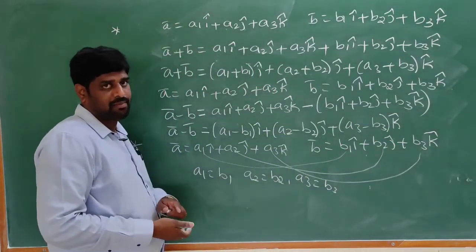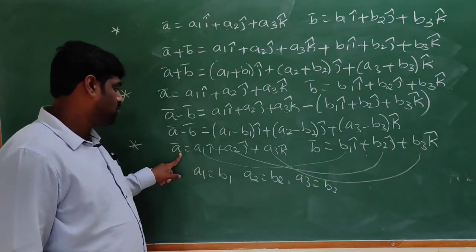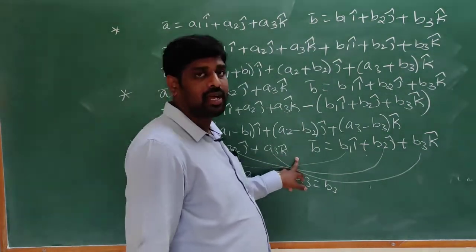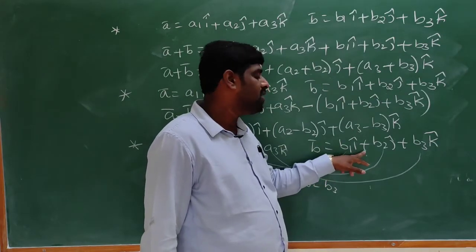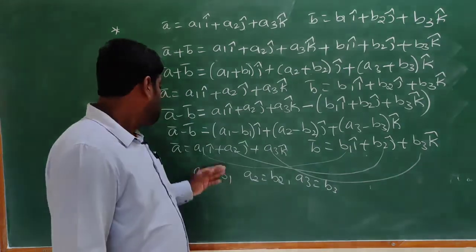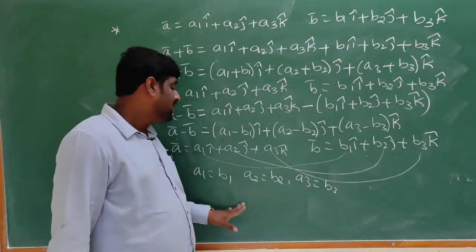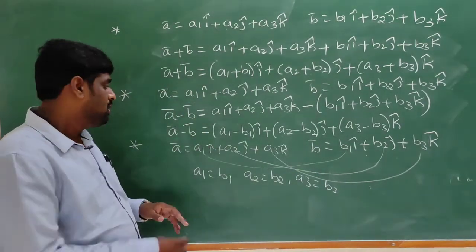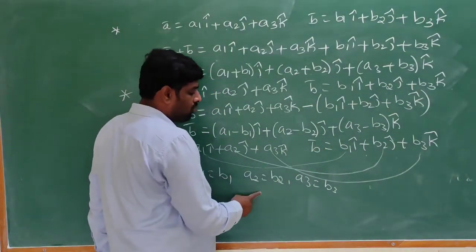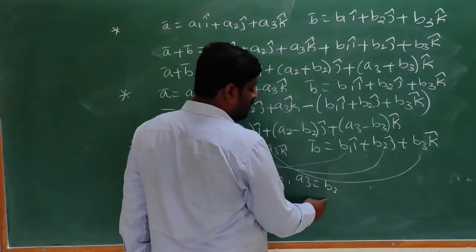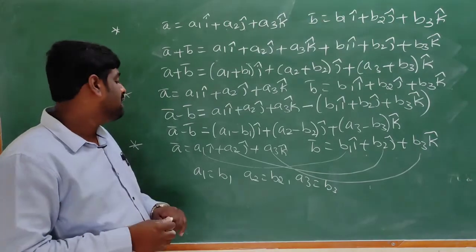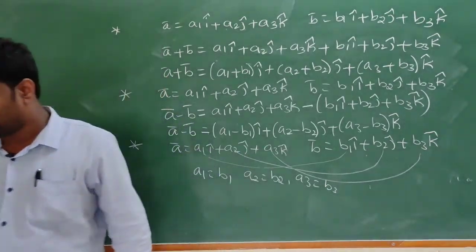That means A bar is equal to A1 i cap plus A2 j cap plus A3 k cap. B bar is equal to B1 i cap plus B2 j cap plus B3 k cap. If any two vectors are equal, then corresponding elements are equal. That means A1 is equal to B1, A2 is equal to B2, A3 is equal to B3.